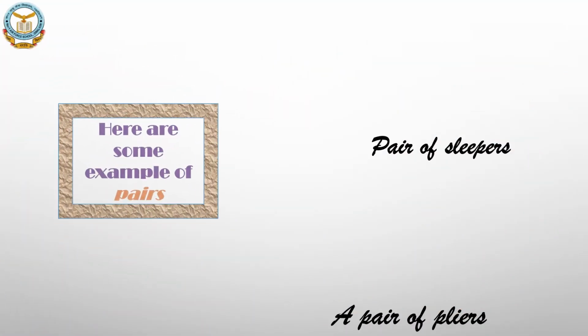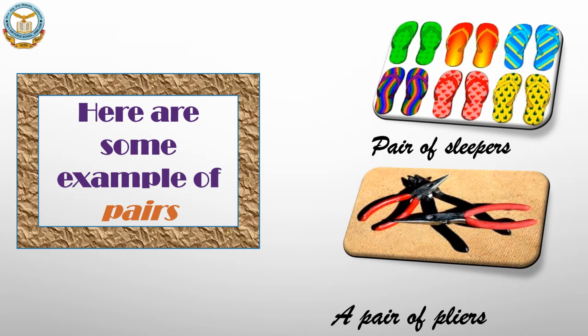Here are some examples of pairs. Pair of slippers, as you can see in picture number 1, and a pair of pliers, as you can see in picture number 2. You can easily see examples of pairs in your surroundings. So keep observing.